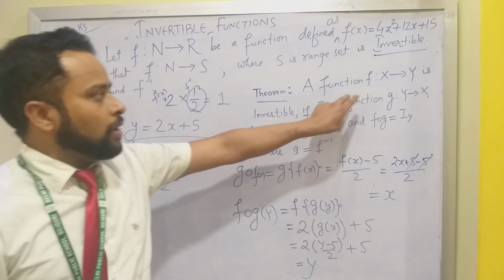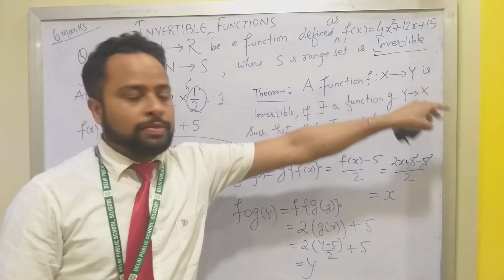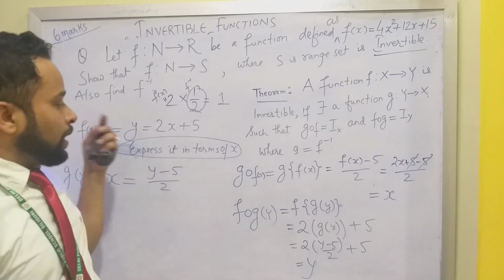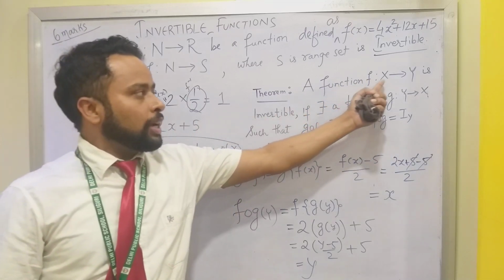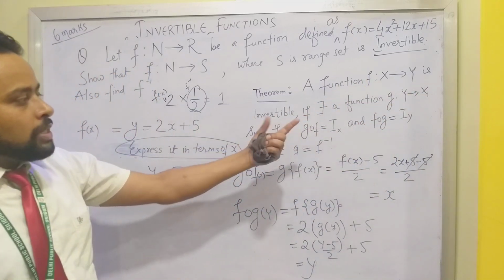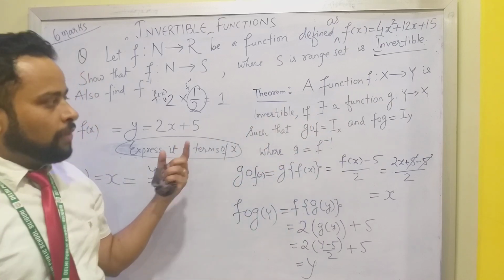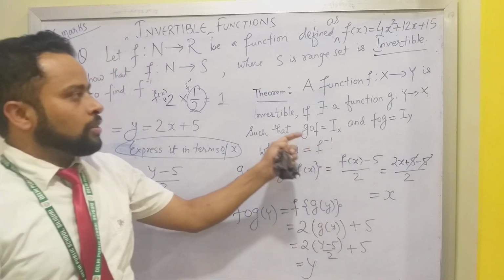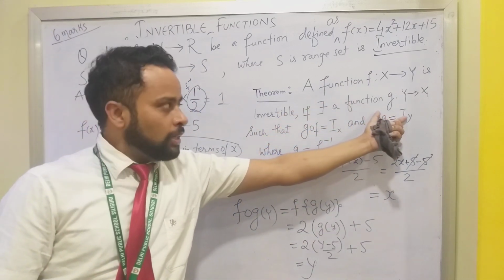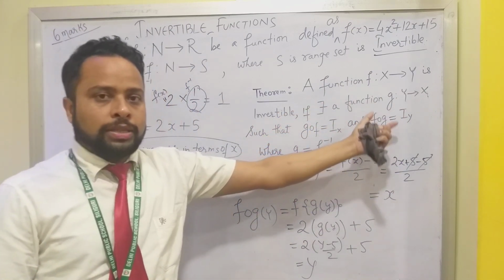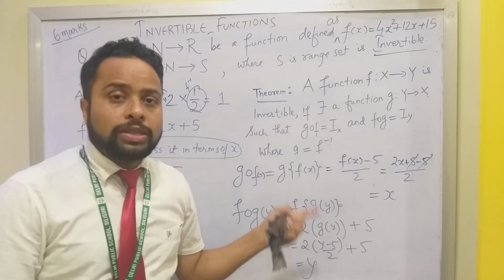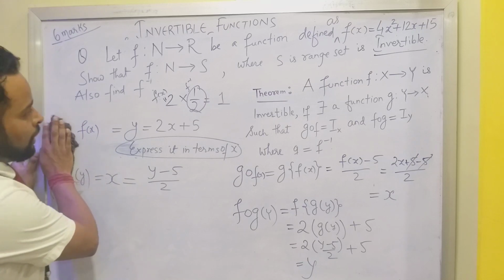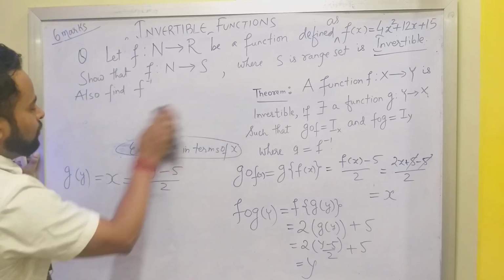The theorem says if a function f is from x to y and g is from y to x, then for every function which is going from x to y, there exists a function g, a function from y to x. This function is denoted by g, and g is nothing but the inverse of f if the function is invertible. Fine. So let me come back to the question which I have written.